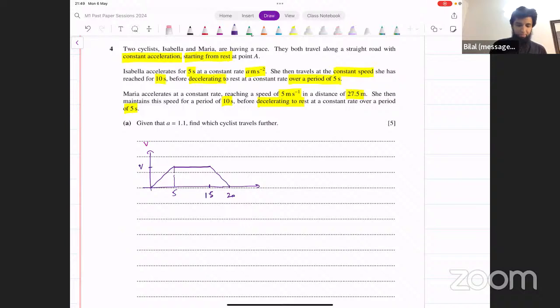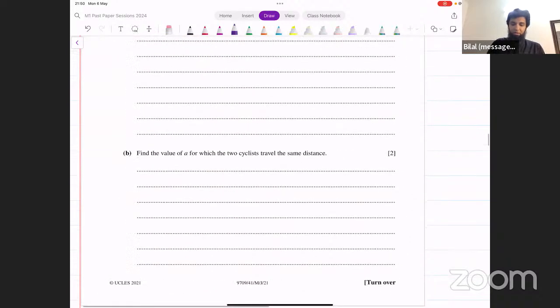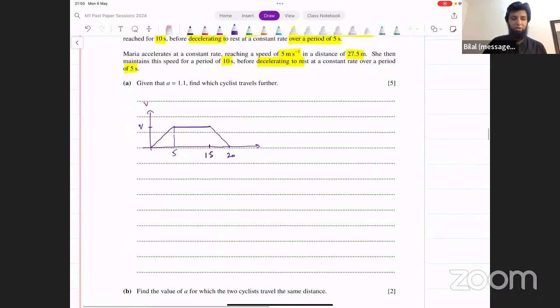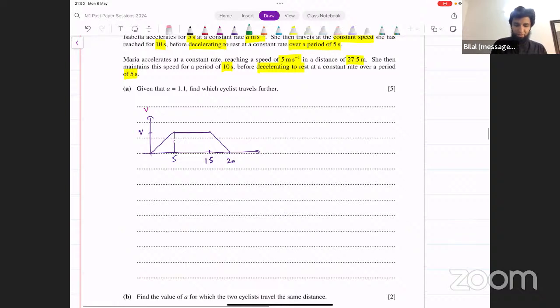Sir, V is 5.5. How do we know that? Sir, we use the formula V squared equals U squared plus 2AS. We know the initial is 0 and 2 into acceleration. Acceleration is unknown. Acceleration is 1.1, sir. No, I'm doing the second part. I'm just showing that here. So acceleration is not known, okay? We don't know the acceleration. So this is A, let's say. Okay, so this is how Isabella travels. Now, what about the other person?